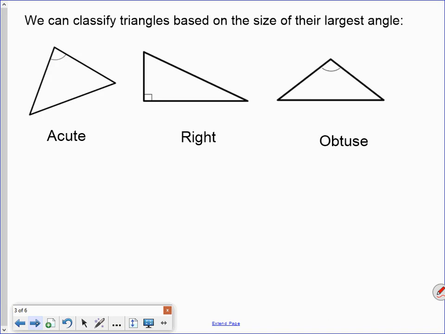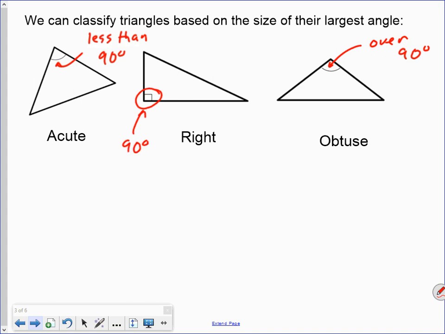We can also classify triangles based on the size of their largest angle. We have what is called an acute triangle, where the largest angle in the triangle is less than 90 degrees. We can have an obtuse triangle over here on the right, where our largest angle is over 90 degrees. And we can have a right angle triangle, where our largest angle is exactly equal to 90 degrees.